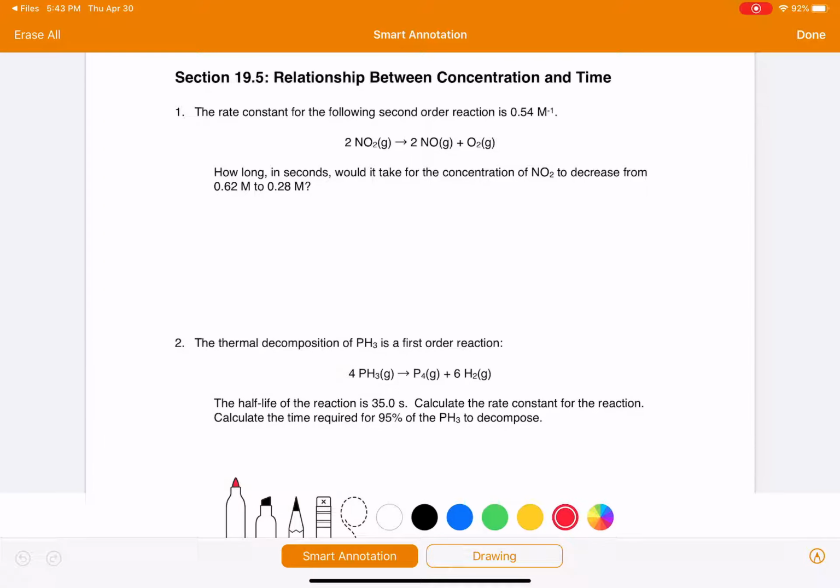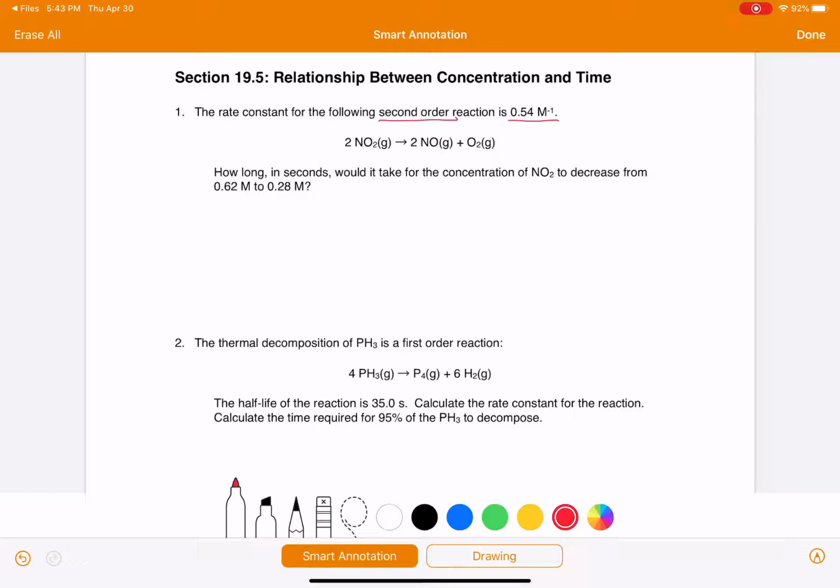Let's move on to this worksheet for section 19.5. This is going to give us some practice using the integrated rate laws and the half-life equations. And the first problem that we're looking at, we are given a rate constant, we're given an equation, we're told it's second order, and we're asked to calculate how long it would take for the concentration to drop from initial to a final amount.